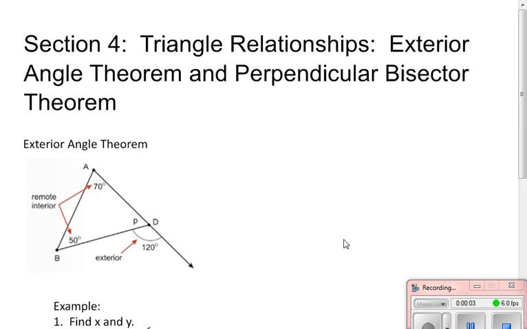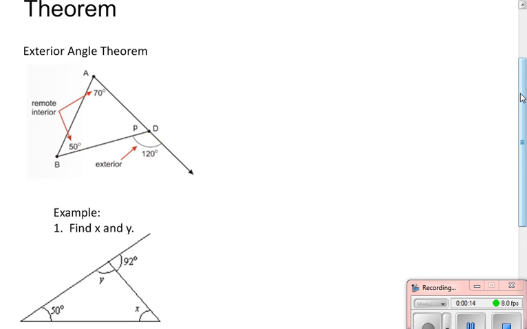Section 4 of the Lines and Triangles unit is going to look at some more of those special lines and segments and relationships that exist in triangles. The first one is a special theorem called the exterior angle theorem, and it applies to triangles.